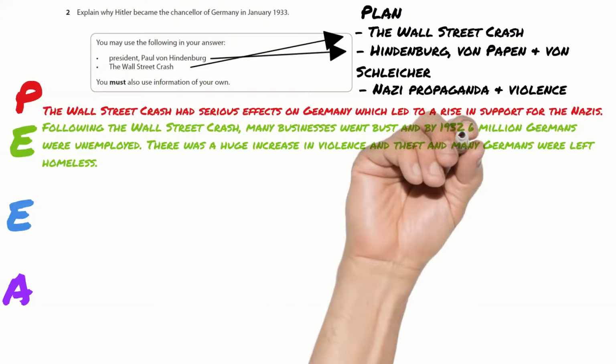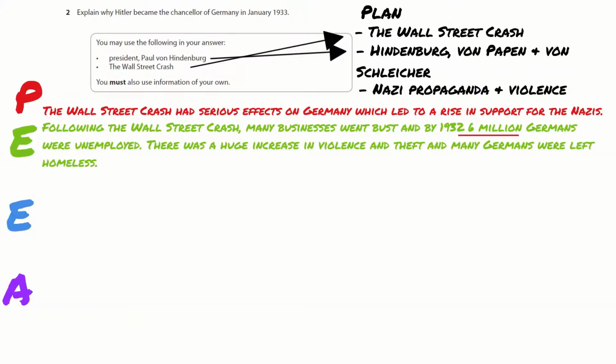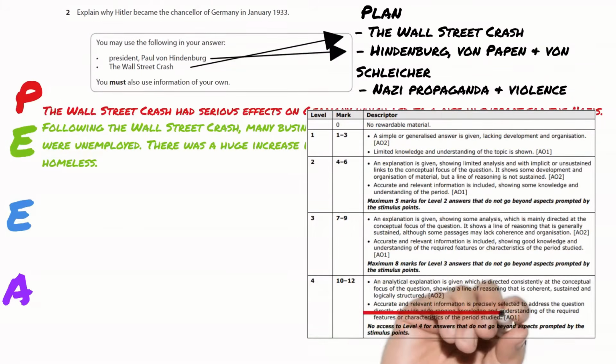Note that I am giving specifics here. I've said 6 million unemployed. That's because I want to hit that part of the mark scheme in level 4 where it says accurate and relevant information is precisely selected. And I'm going to continue to do this in the next bit.